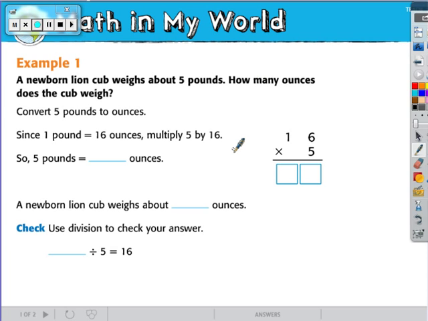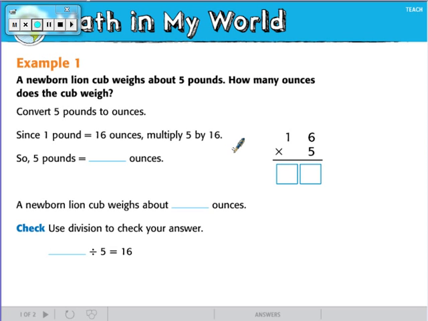All right. We're going to get our examples. This is the one that the video was on. We're going to convert 5 pounds to ounces. They've already told us the first thing we need to do is go from pounds to ounces. Pounds are bigger than ounces, so we're going from big to small, which means we multiply.